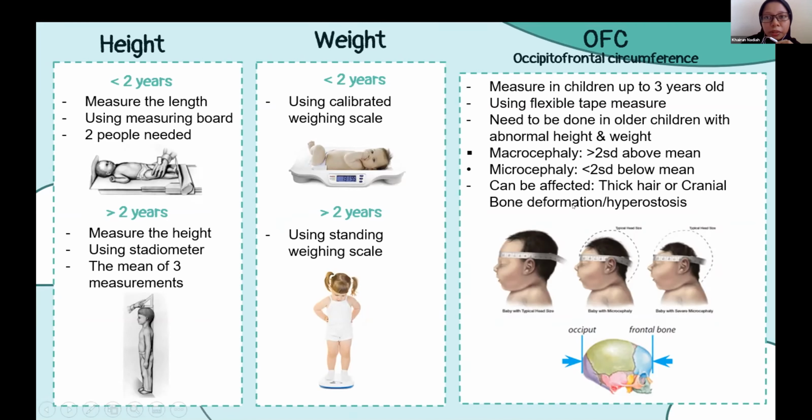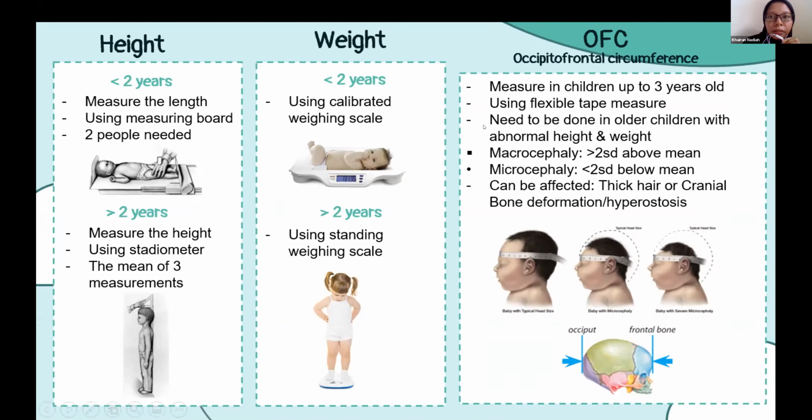The occipital frontal circumference is measured in children up to 3 years old, as this is the time of greatest brain growth. We measure it using a flexible tape measure. We start from the frontal; we take the maximum diameter from the frontal through the supraorbital ridge until the occiput.